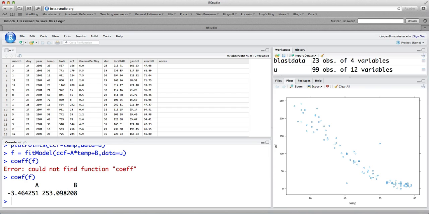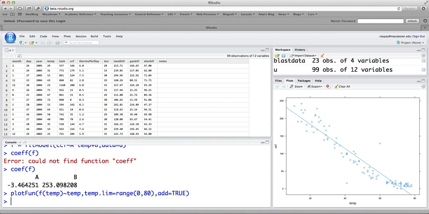Now, a very natural thing to want to do is to plot that linear function that we found on top of this data and see what it looks like. So you know how to do this. It's the plotFun command, and we would like to plot f of temp as a function of temp, where now temp is our independent variable, and we can give plotFun a range. So let's do temp.lim. The limits of temperature are a range from 0 to 80, over here on our graph. Okay. And what we're going to do is we can simply add this to the graph that we already have. So I'll say add equals true. And we get a line that looks something like that.